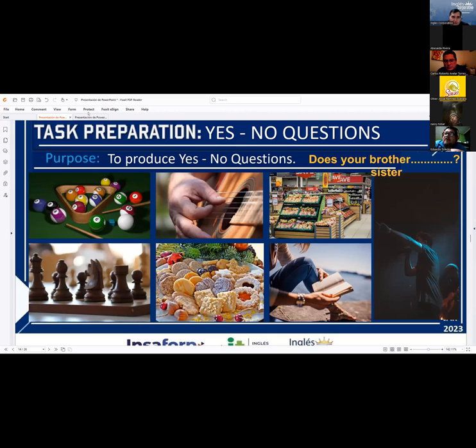Okay. First one. Carlos Roberto, does your brother eat cookies? Yes, he does. Excellent. Nancy, does your sister read books? Yes, she does. Sister, right? Yes, she does. Excellent. No problem. Okay, Eduardo, does your sister go to the supermarket? No, she doesn't. Okay. Oliver, does your brother play the guitar? Yes, he does.